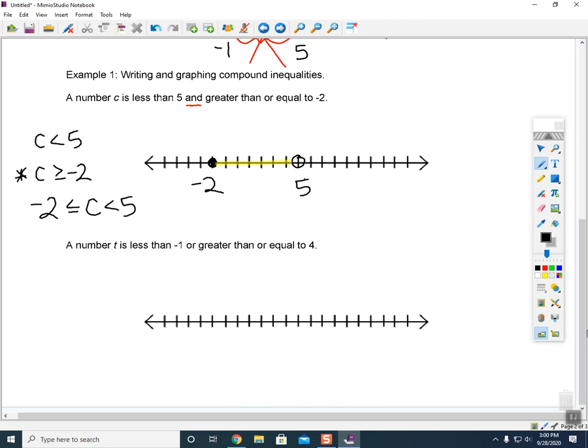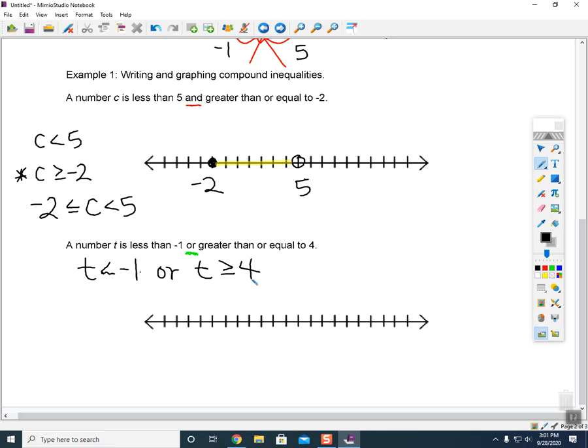Okay, my next one, a number t is less than -1 or greater than or equal to 4. Right away, I'm noticing I've got this or that I need to deal with. That gives me a clue as to what I'm going to be doing. I'm going to have two separate inequalities instead of one long one. So I've got t is less than -1 or t is greater than or equal to 4. That's my inequality. I'm done.